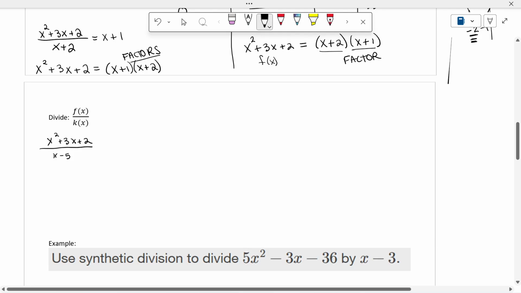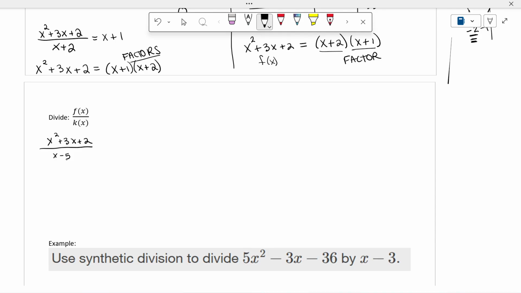So if I'm going to do synthetic, the number in the box would be a positive 5. Okay, because this can help us factor, right? If I can factor out an x minus 5, let's see what we would get. So that would mean the 0 would be a positive 5 in the box. And then we list our coefficients and we follow the process.